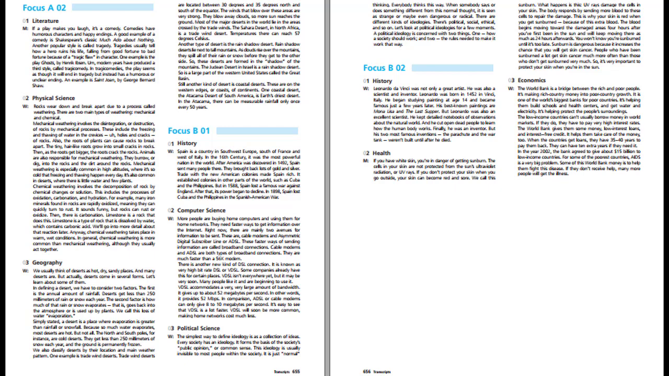Leonardo da Vinci was not only a great artist, he was also a scientist and inventor. Leonardo was born in 1452 in Vinci, Italy. He began studying painting at age 14 and became famous just a few years later. His best-known paintings are Mona Lisa and The Last Supper. But Leonardo was also an excellent scientist.